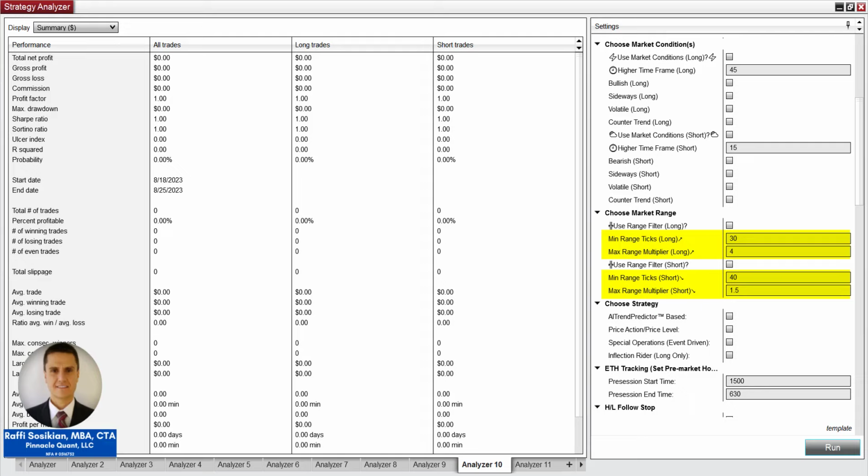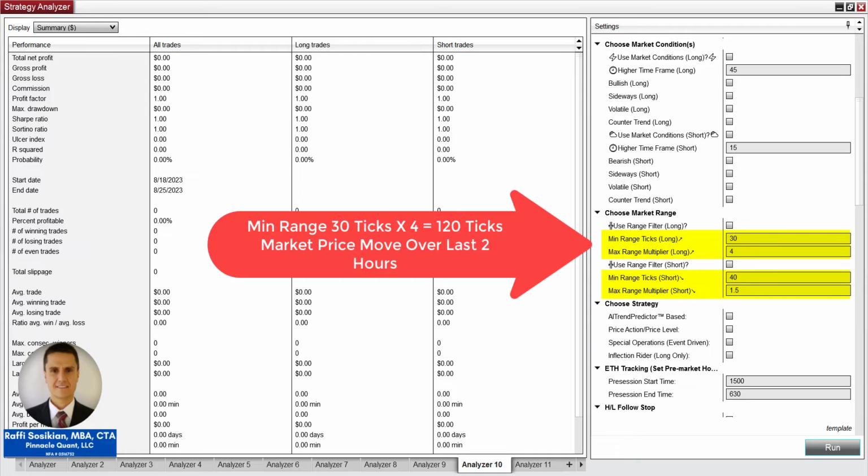The minimum range is the least amount of ticks that the market must have moved in the last 2 hours, and the multiplier is the multiple of that number. So if you designate the minimum market range for the last 2 hours to be 30 ticks, then if you put your multiplier at 4, the maximum range would be 120 ticks, 30 times 4.